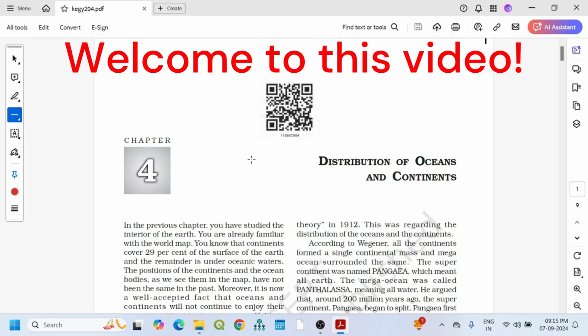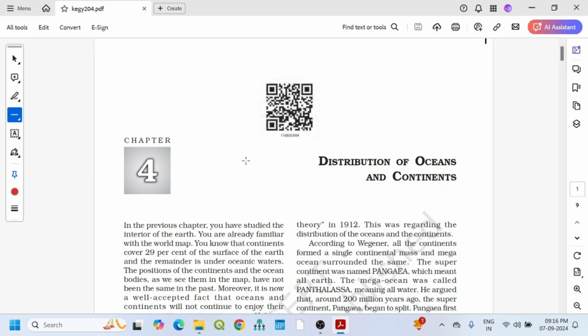Hello everyone, this is part 4 of the Fundamentals of Physical Geography textbook from class 11. This chapter describes the distribution of oceans and continents.